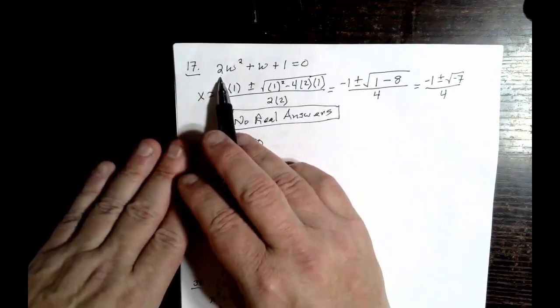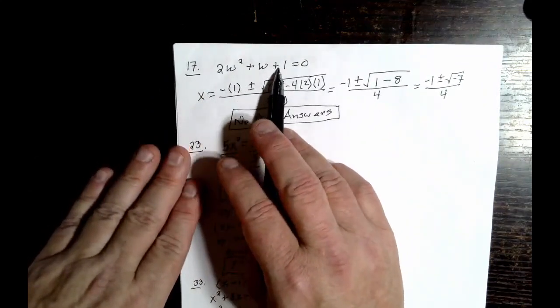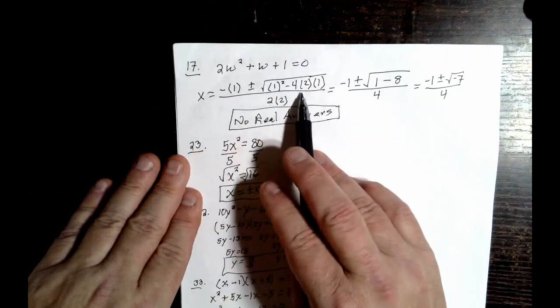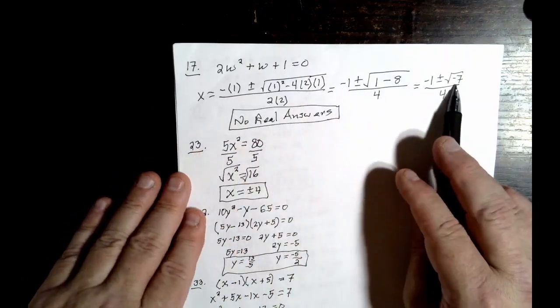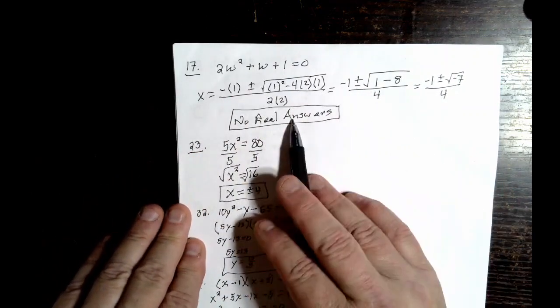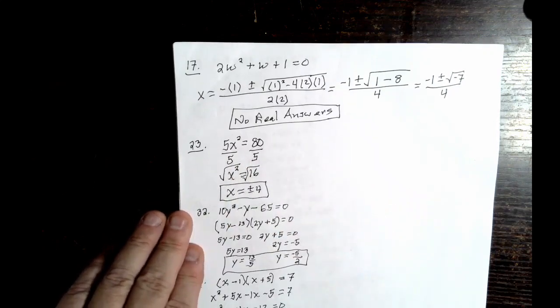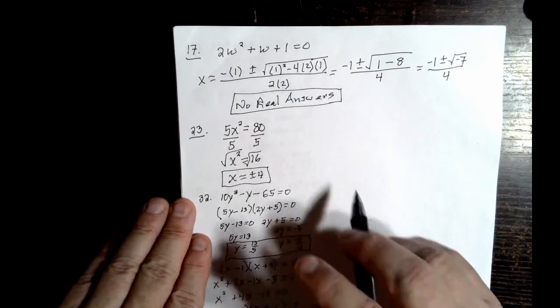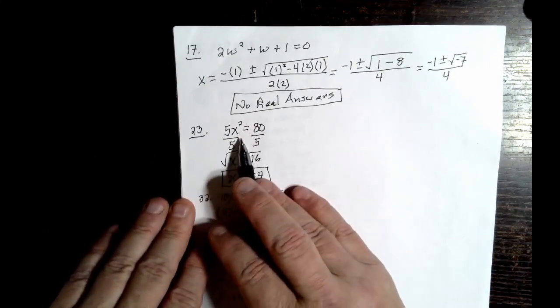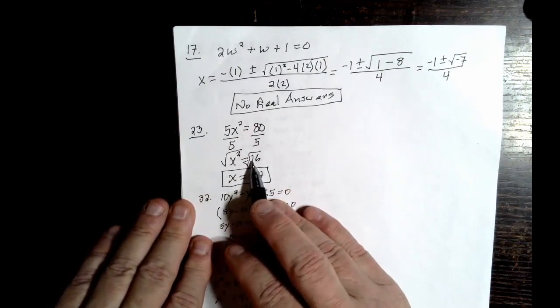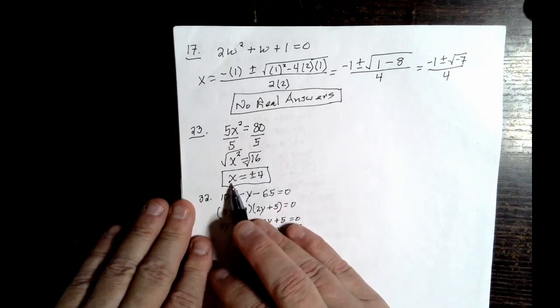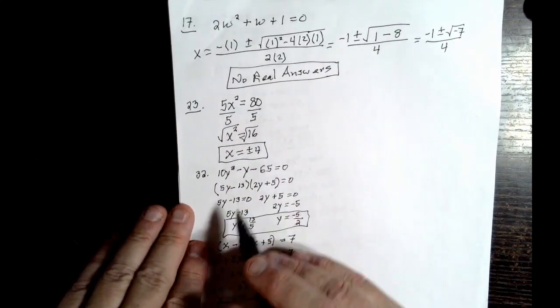17, you got A is 2, B is 1, C is 1. Plug them in. When you simplify, you get square root of negative 7. So you can stop at that point and say no real answer. Now 23, find the exact real solutions. Well, divide by 5, square root, and you get plus or minus 4, exactly.